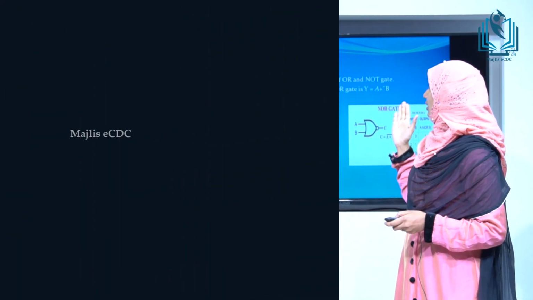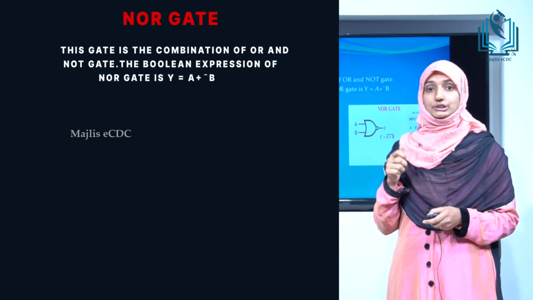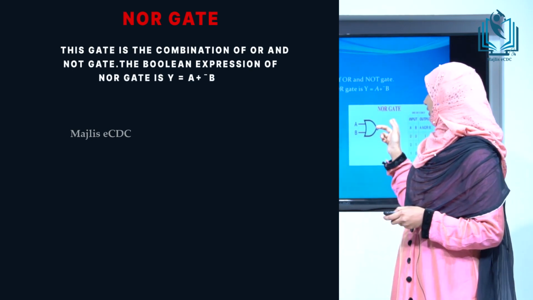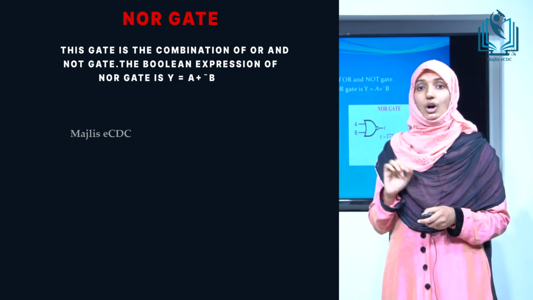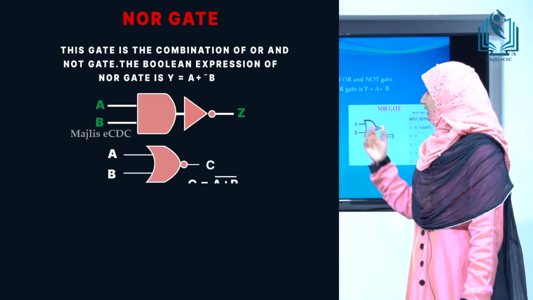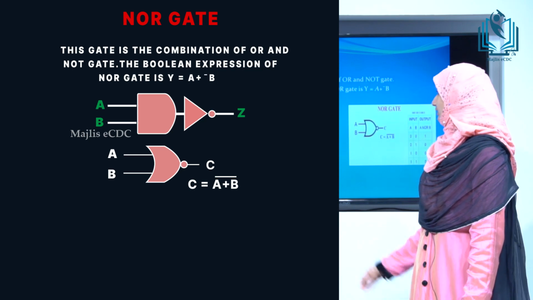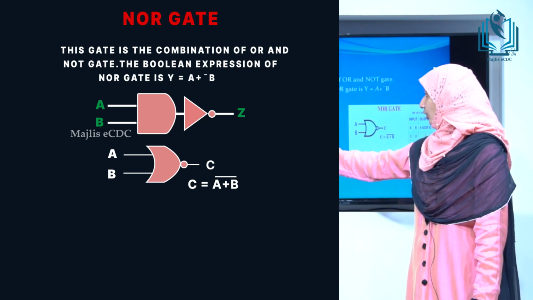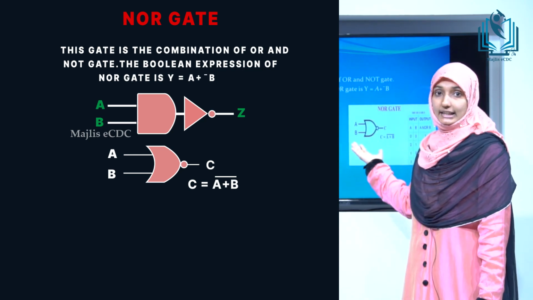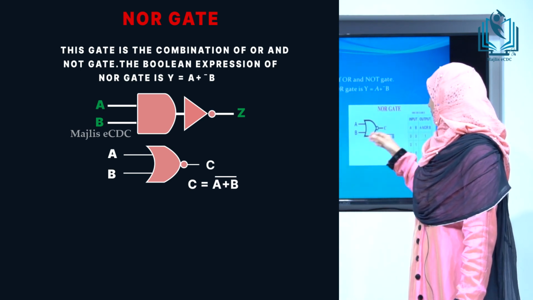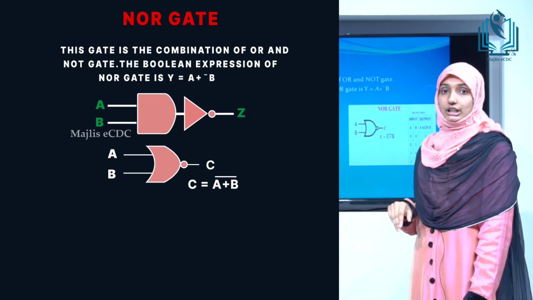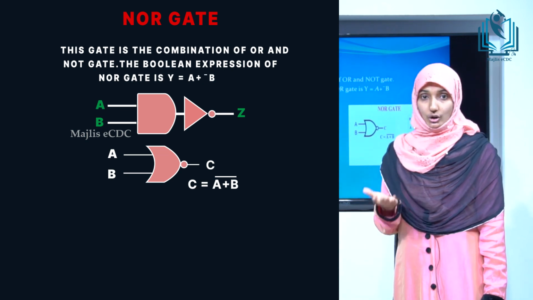This is the combination of OR and NOT gates. So the Boolean expression of the NOR gate is Y equals (A plus B) whole complement. Here is the symbol of the NOR gate. First we connect an OR gate with a NOT gate, and we can create a NOR gate. So A and B are the inputs and the output will be C equals (A plus B) whole complement.